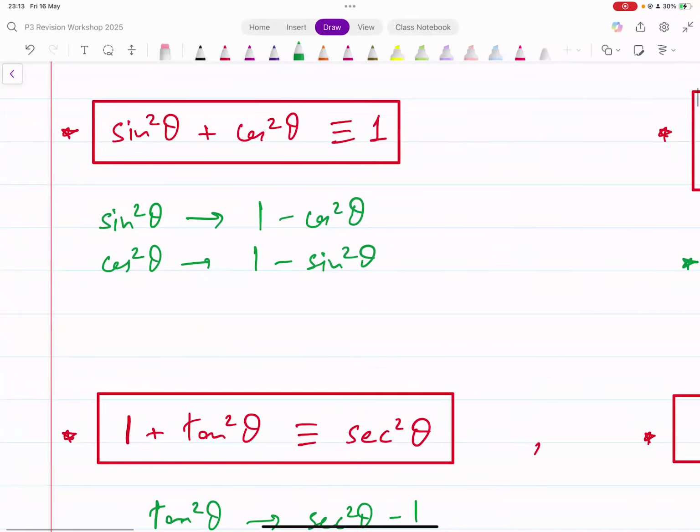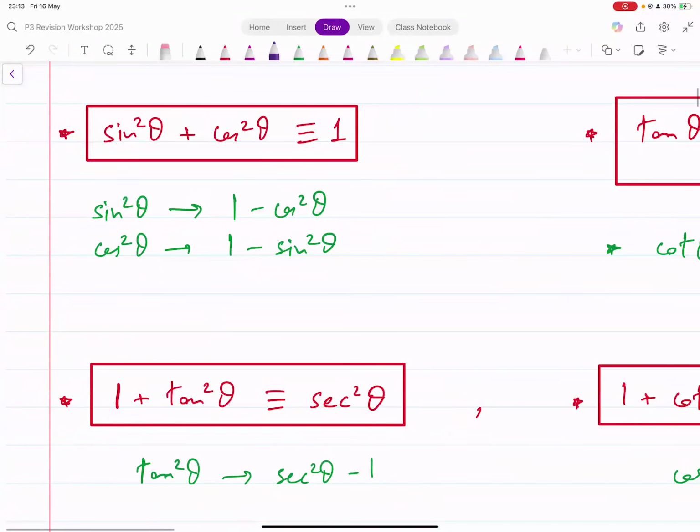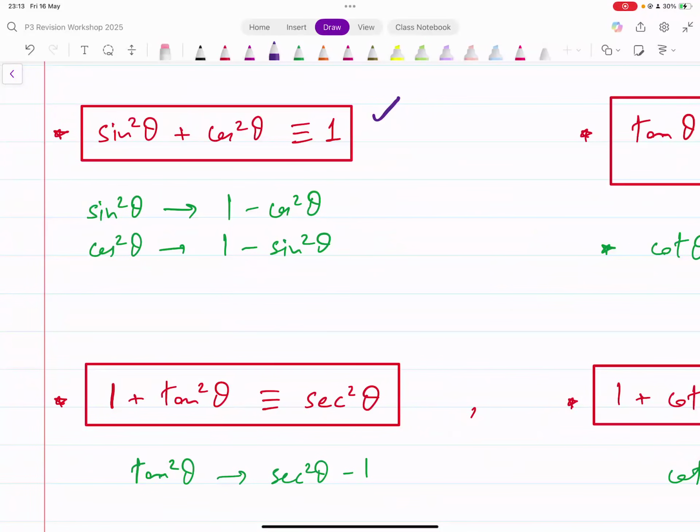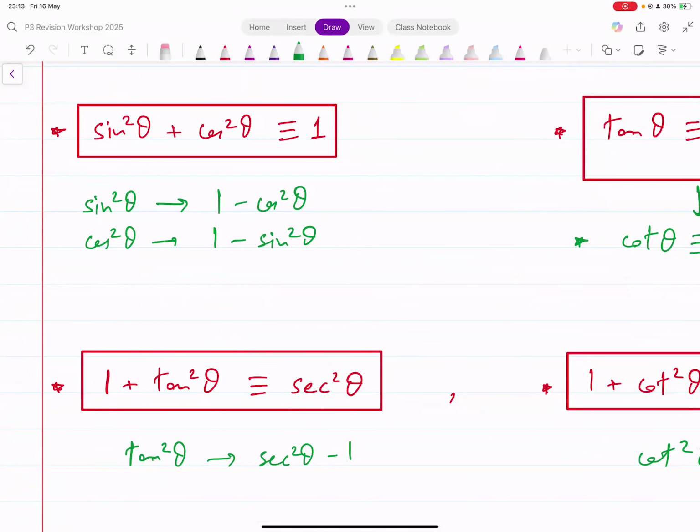In paper one, you had done these two identities: sine square theta plus cos square theta is identical to 1. 1 plus tan square theta is identical to secant square theta. Using these identities, we could just rearrange them and get sine square identical to 1 minus cos square, and cos square identical to 1 minus sine square.